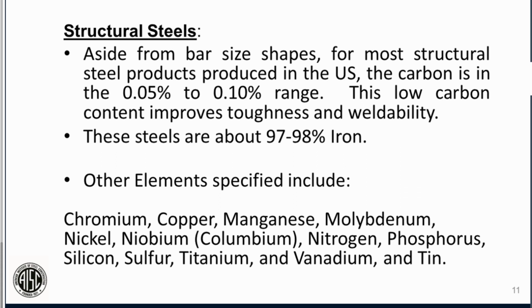Some of the key elements, and we're going to explain what they are and how they impact the steel properties that we're going to go over tonight: chromium, copper, manganese, molybdenum, typically just called moly, nickel, niobium or columbium, nitrogen, phosphorus, silicon, sulfur, titanium and vanadium, and also tin. The next slide, please.